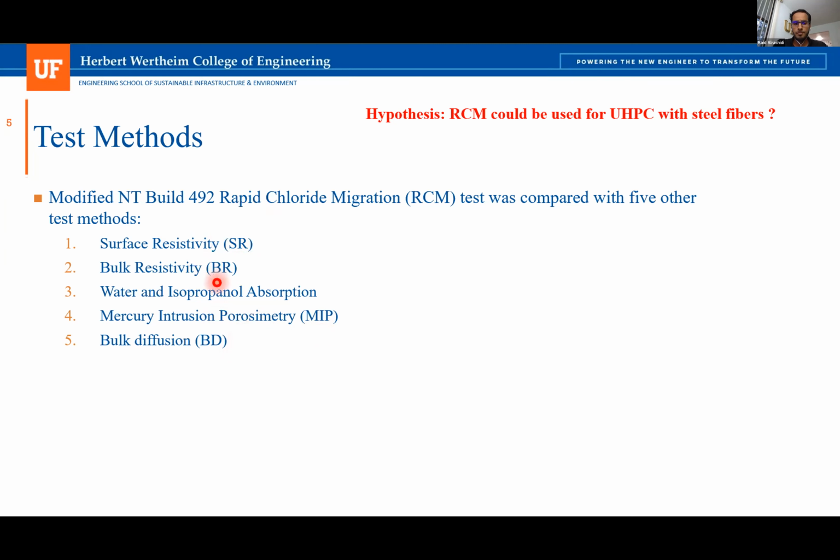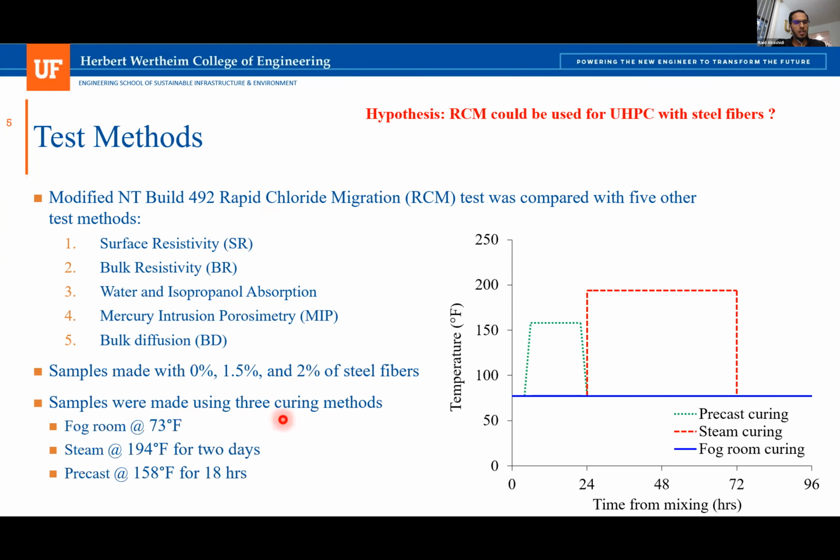about some of them. The samples were made with 3 different steel fiber contents: 0%, 1.5%, and 2%. And we have used 3 different curing methods. First is the fog room. After we demolded the samples, we immediately put them in the fog room until testing. For the steam curing, after we demolded the samples, we put them in a pan with water and put them in the oven for 2 days at 194 Fahrenheit.